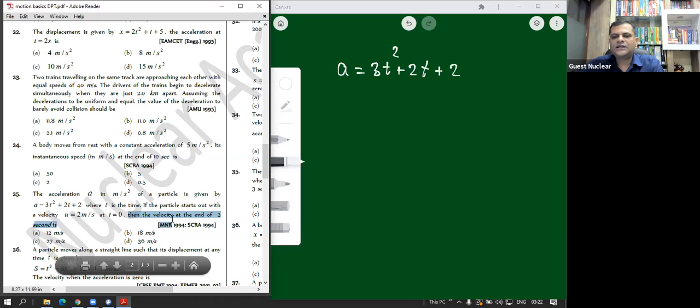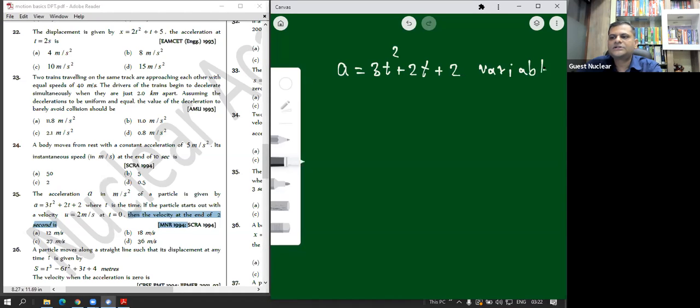Then the velocity at the end of 2 seconds is, okay, here is the case we can understand that we are not to use the kinematic equations here. Why? Because acceleration itself is a variable, okay, acceleration is not a constant, so kinematic equations are not of use anywhere here. So what here we have to use is the differential forms.